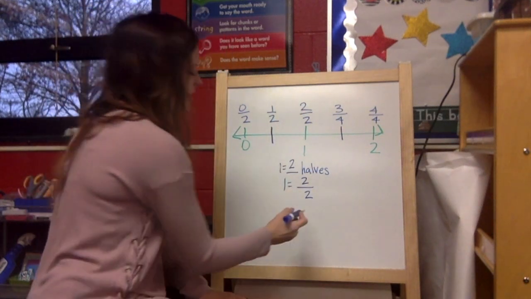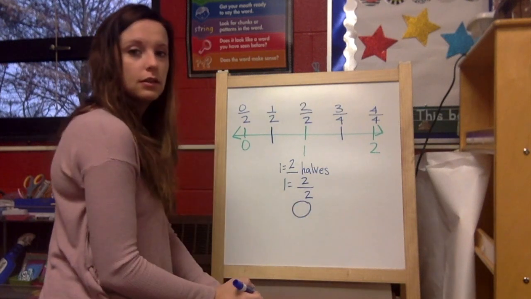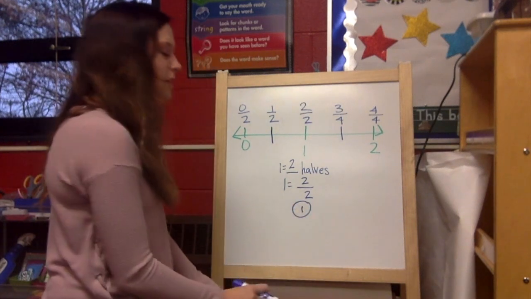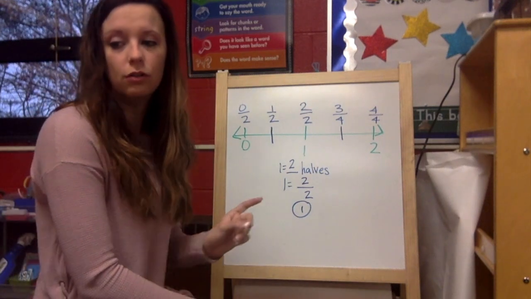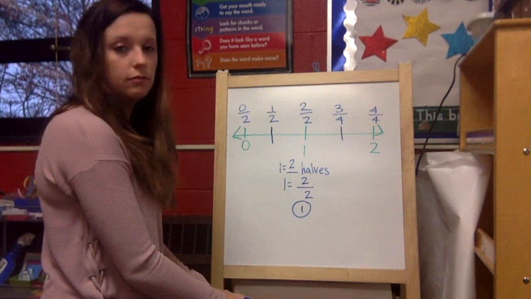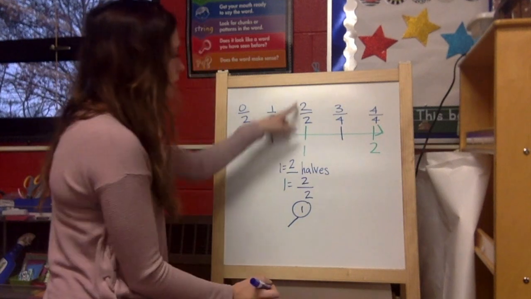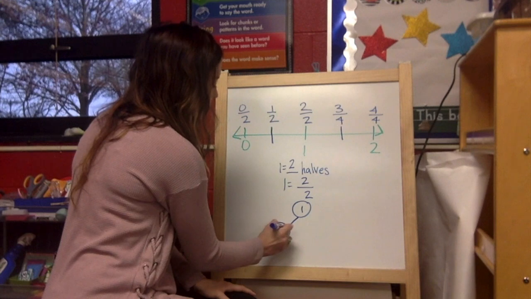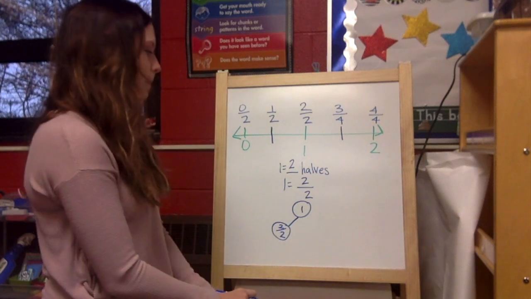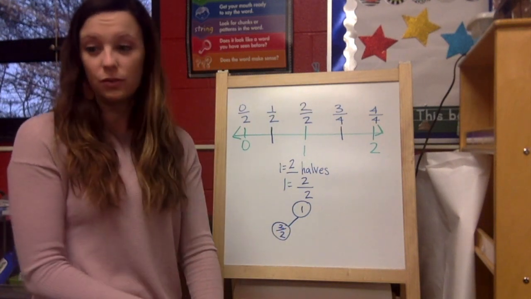Okay, and then they gave us a big number bond with a 1 in it. And they want to know, how can you use copies of one whole to represent 1? Well, you would just give it one arm because there's only 2 out of 2 there. Okay, that's a copy of one whole. It'll make sense once we get to the next one.